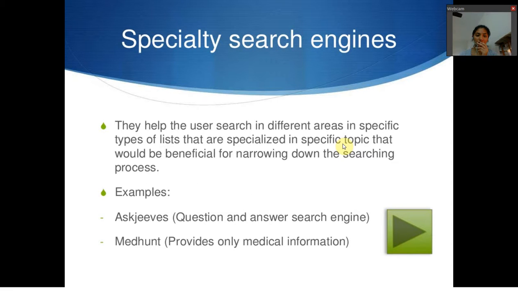Specialty search engines help the user search in different areas and specific types of lists, specialized on a specific topic. AskJeeves is a question and answer search engine. MedHunt only provides medical information. On medical, on sports, it is a specific search engine, narrowing down the search process so there won't be that many web pages to filter from. It'll be on a particular topic.